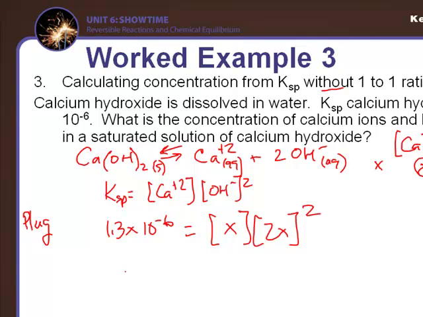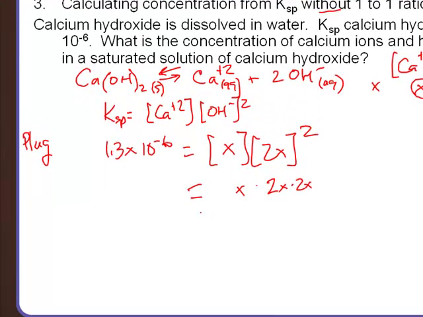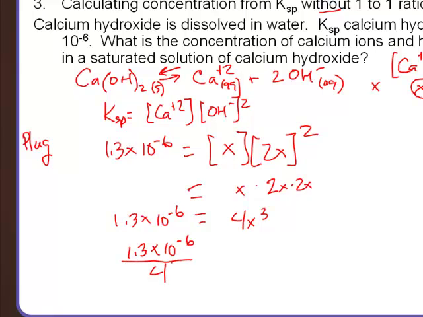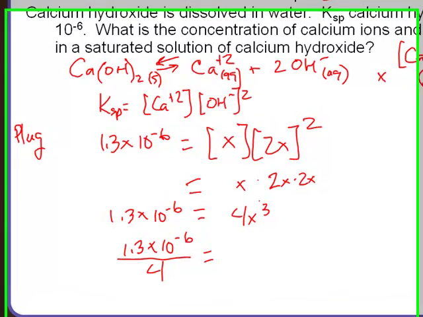So now, the next part is to solve for X. To do that, we take 2X squared, which is 2X times 2X, and multiply it by X. This equals 4X cubed, which equals our 1.3 times 10 to the negative 6th. To get X by itself, we need to take 1.3 times 10 to the negative 6, divide it by 4, and then that gives us X cubed.